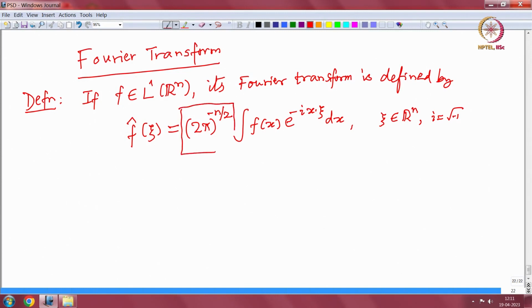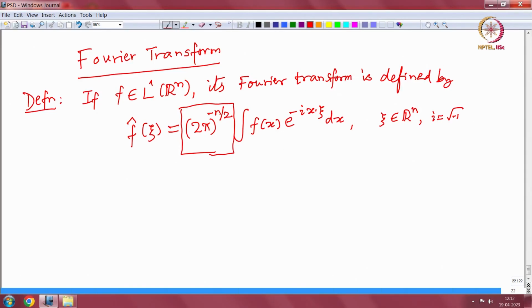A word about this: why this nasty looking constant? We can simply forget that, but it shows up in the inversion formula. If we omit it here, then the square of this factor will come up in the inversion formula. But if we retain it here, in the inversion formula also the same constant appears. So, there is some symmetry, and we will maintain that.